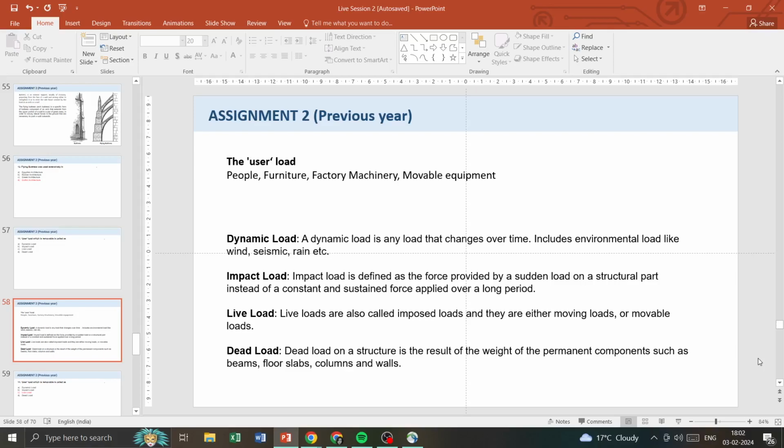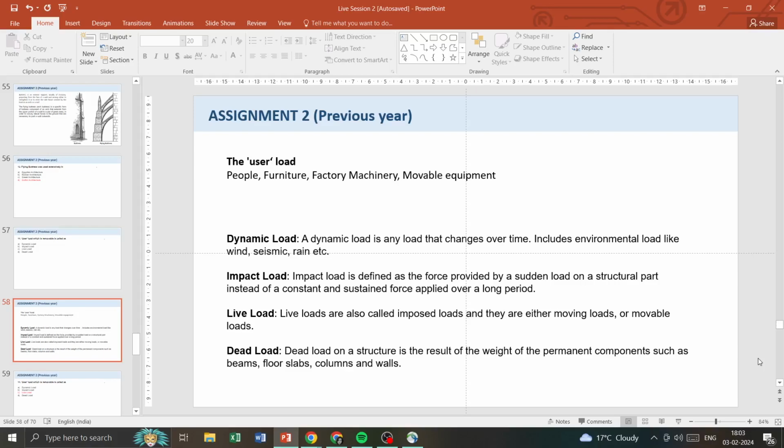Impact load means force provided by a sudden load on a structural part instead of a constant and sustained force applied over a long time. Impact load means that suddenly one force is applied. For example, putting a hammer on a wall or a car crashing.